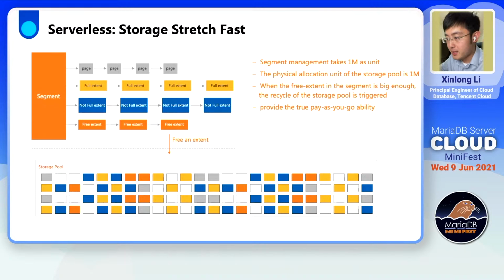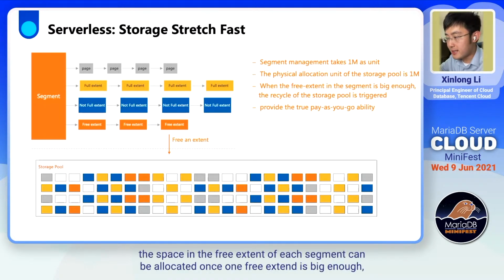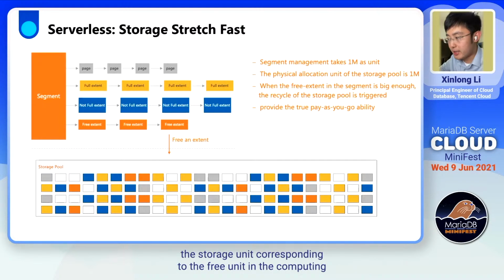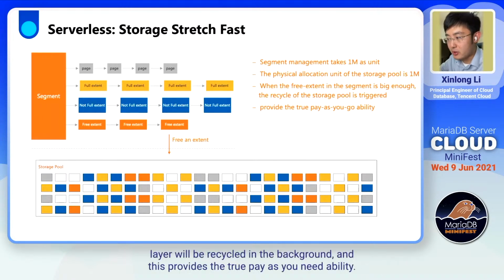For shrinking, the space in the free extent of each segment can be allocated. Once a free extent is big enough, the storage unit corresponding to the free extent in the computing layer will be recycled in the background. This provides the true pay-as-you-need ability.